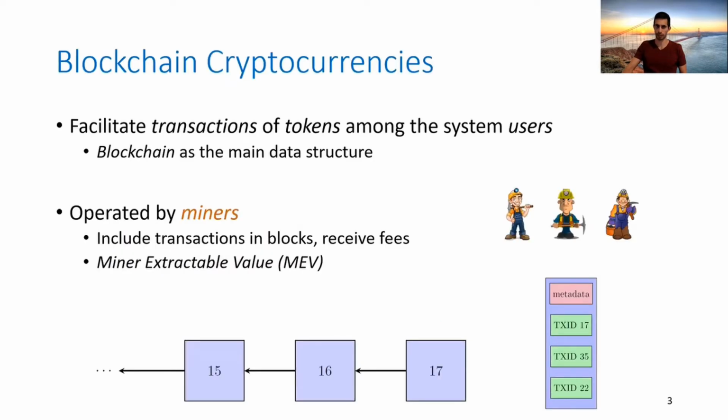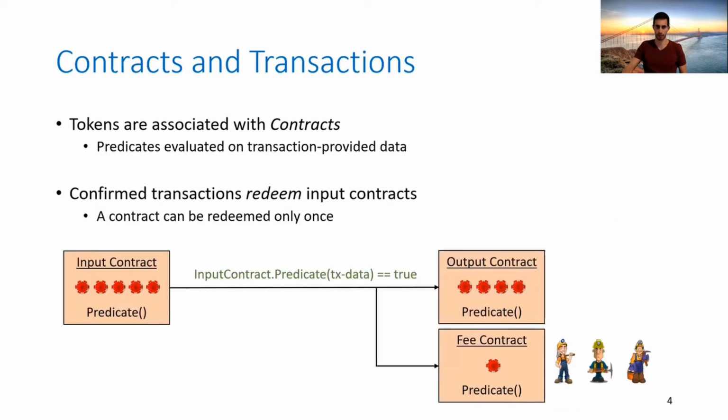So, cryptocurrency systems facilitate transactions of internally minted tokens among their users. They use the blockchain as the main data structure. These systems are operated by miners. They include transactions in blocks and in return receive transaction fees. They are incentivized to optimize their transaction choices. We refer to these optimizations as miner extractable value.